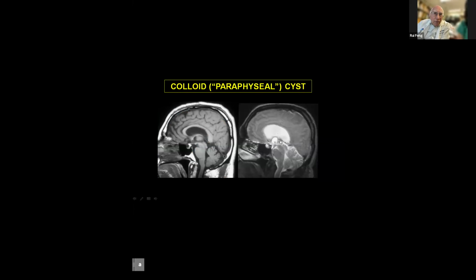Typically, they elevate the fornix, so the fornix comes over and does a jig atop the colloid cyst. You may not see it or appreciate it on T1 imaging. You need the T2 to see it for sure.